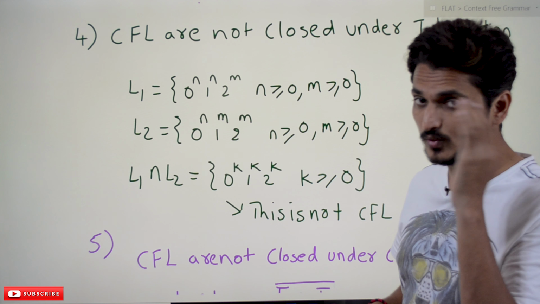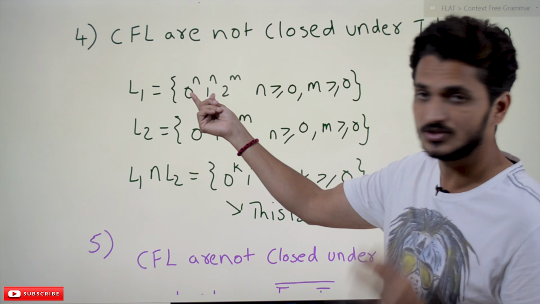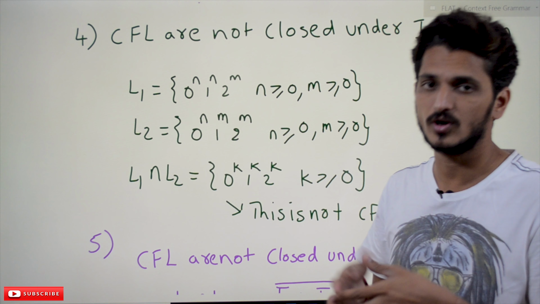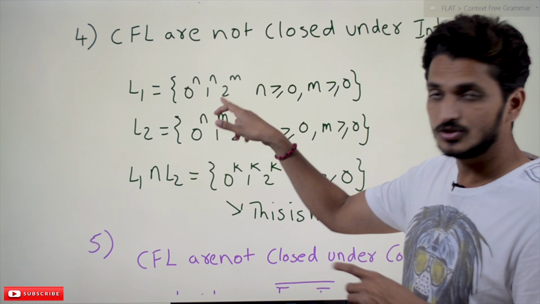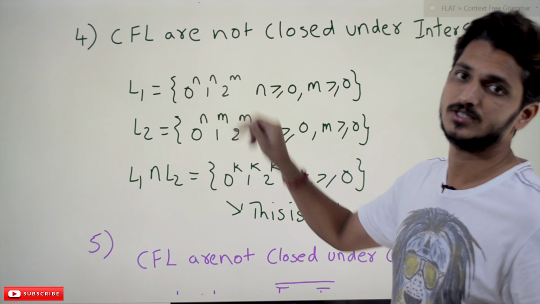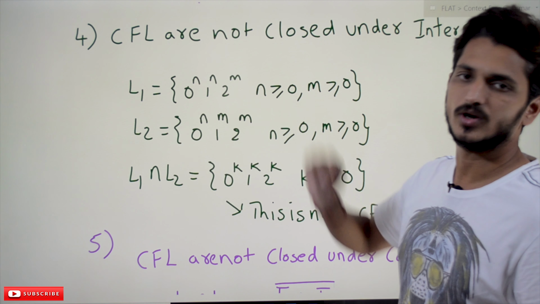Here we are checking the equality for only 0 and 1. It is possible for context-free languages. These examples we already discussed previously. So this is a context-free language.